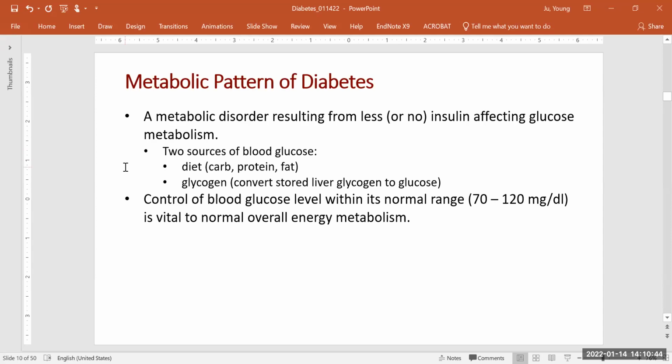As mentioned, glucose comes from two major sources, one from food, diet, and also from the stored form, which is glycogen. And controlling blood glucose level within its normal range, which is 70 to 120 milligrams per deciliter, is vital to normal overall energy metabolism and other metabolic functions.